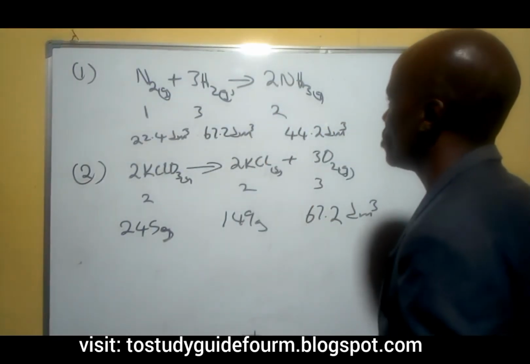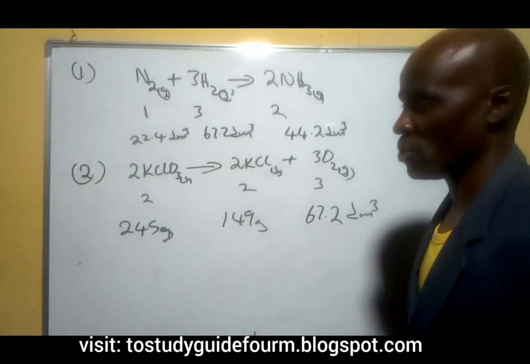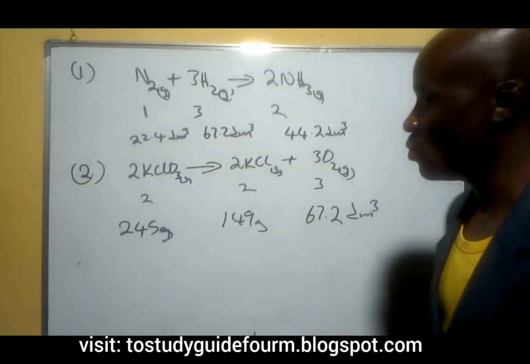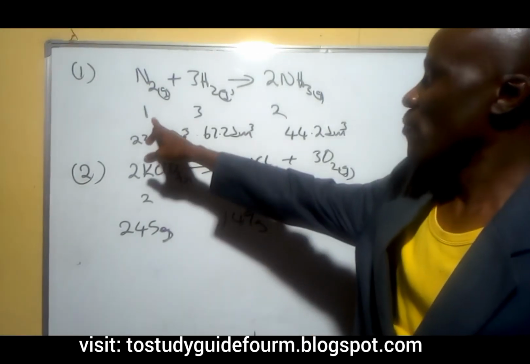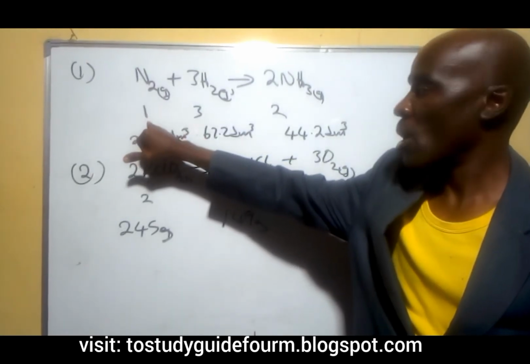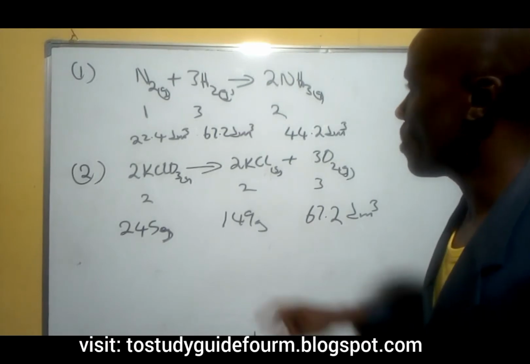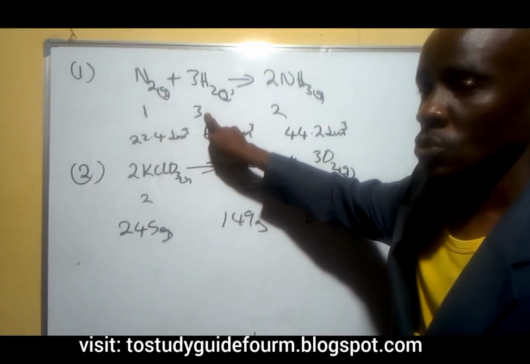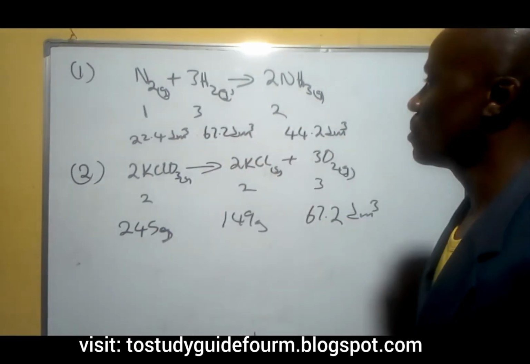So in this case, in the first one, we have nitrogen reacting with hydrogen to give us ammonia. In this balanced equation, from the stoichiometric coefficients, it means that 1 mole of nitrogen combined with 3 moles of hydrogen to give us 2 moles of ammonia gas.